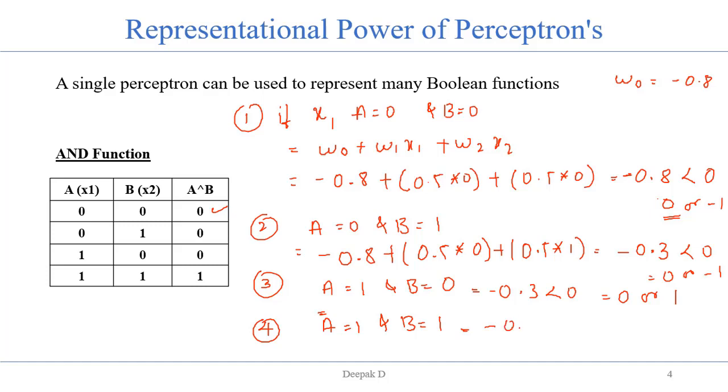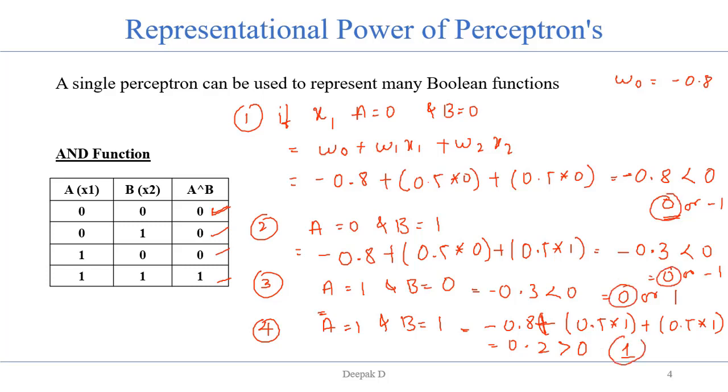value, it is minus 0.8 plus 0.5 into 1 plus 0.5 into 1. So we get the value as 0.2, which is greater than 0. When we receive a value which is greater than the threshold value, the output will be plus 1. So as we already discussed, the outputs for these are 0, 0, 0 and 1, and we have received the same thing. This is how we represent the perceptron for the AND function.